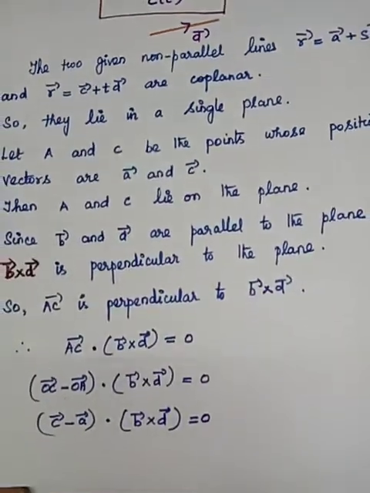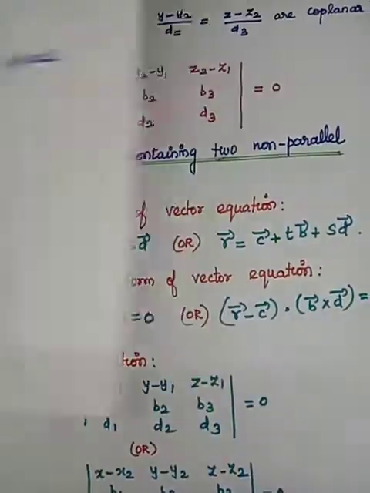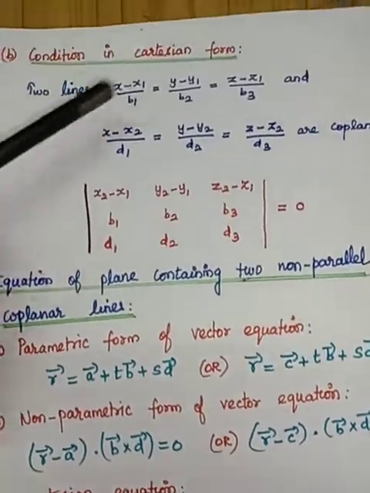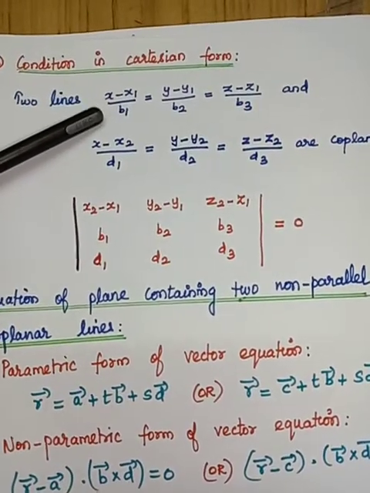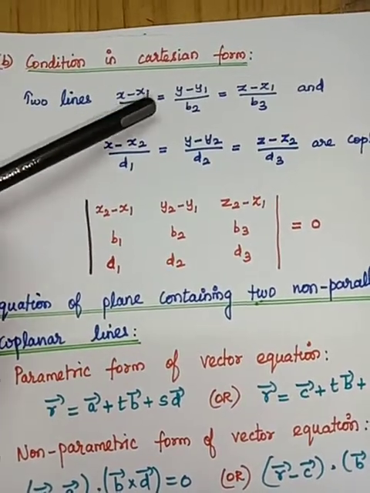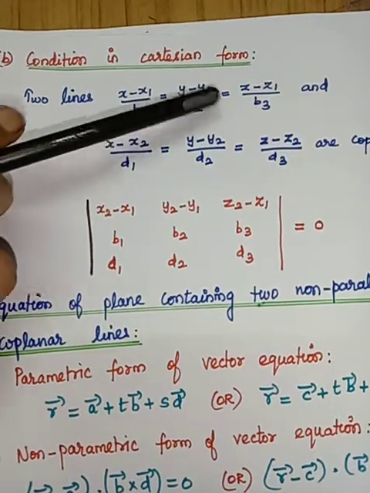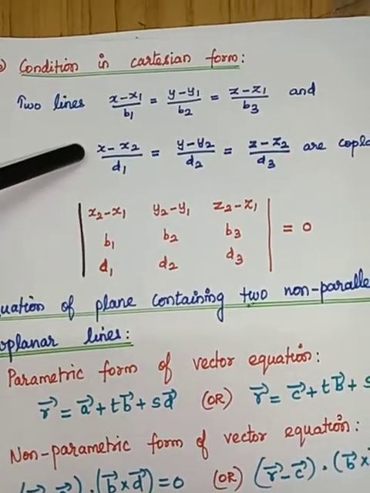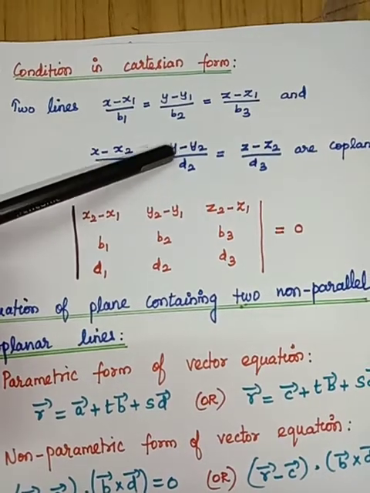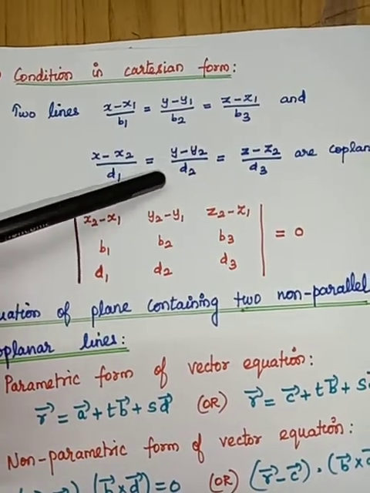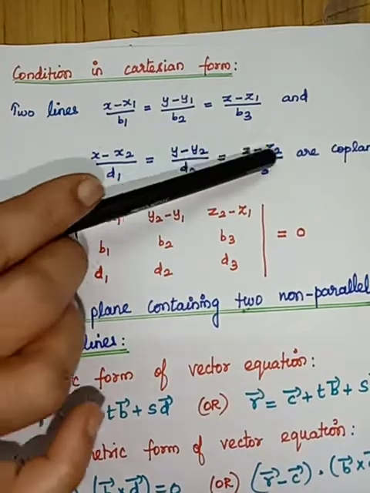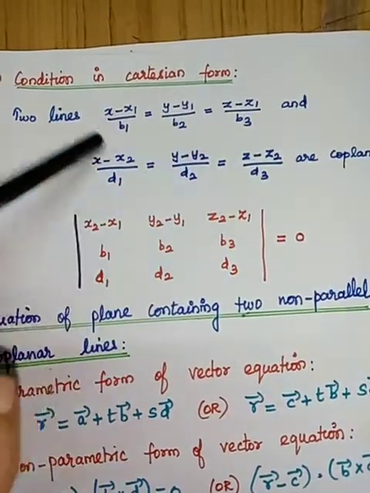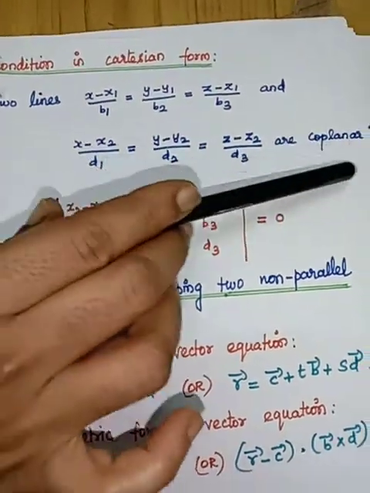Okay, so now we are going to see the condition in Cartesian form. Okay, the first line can be written as (x minus x1) by b1 is equal to (y minus y1) by b2 is equal to (z minus z1) by b3. And the second line is (x minus x2) by d1 is equal to (y minus y2) by d2 is equal to (z minus z2) by d3. They are coplanar if, what is the condition?